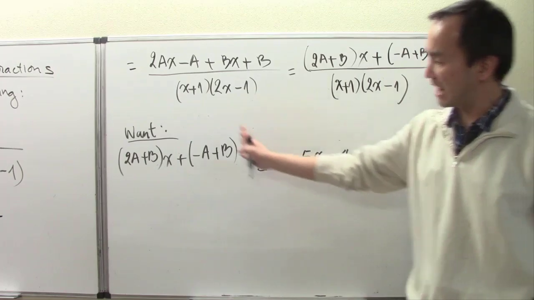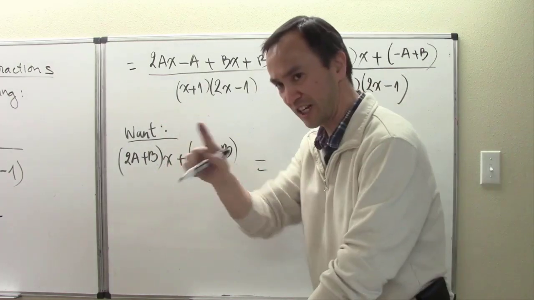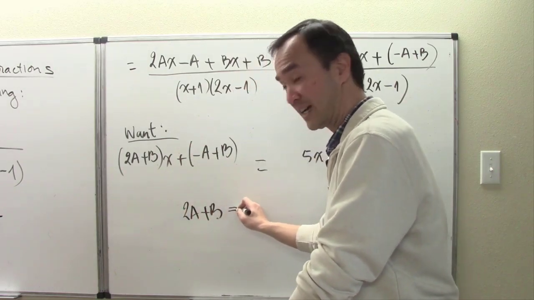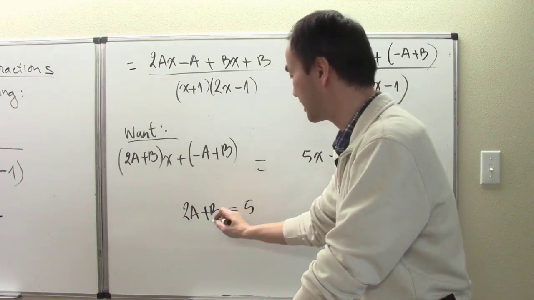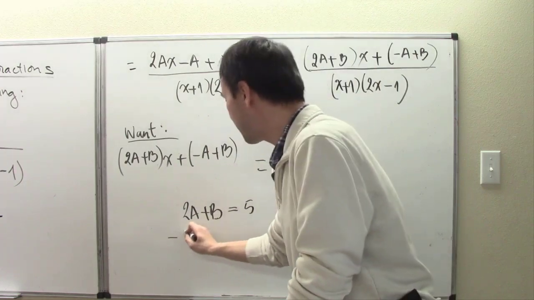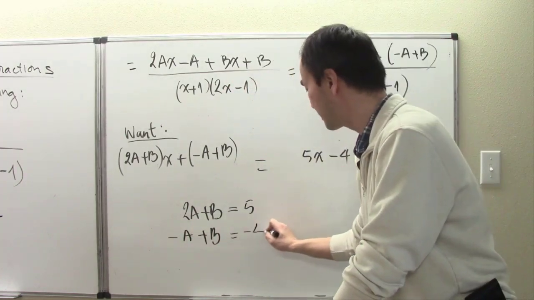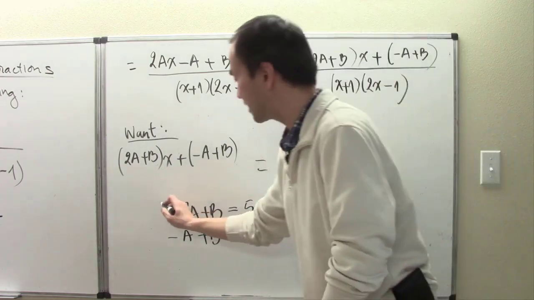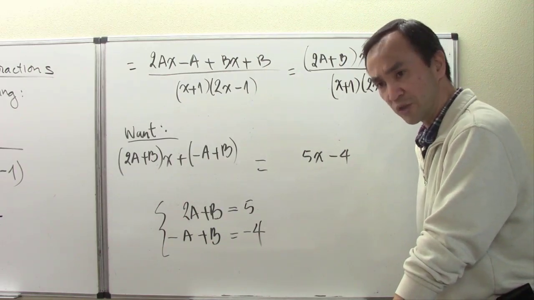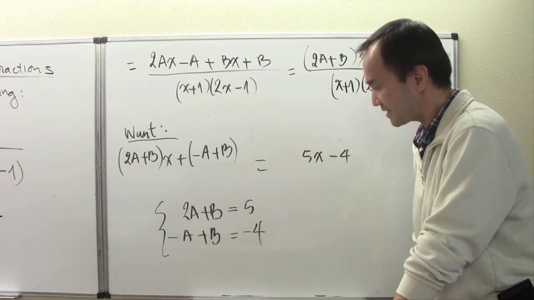And then now after we have isolated the x terms and the constant terms, we're going to start equating. 2A plus B has to match up with 5, or another way of saying it, has to equal 5. Minus A plus B has to match up with minus 4. You guys realize that we have just now produced another system of linear equations, 2 variables, 2 unknowns. And now you take your time solving this for me.